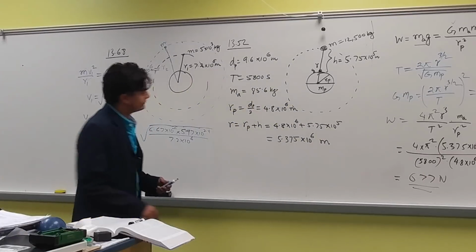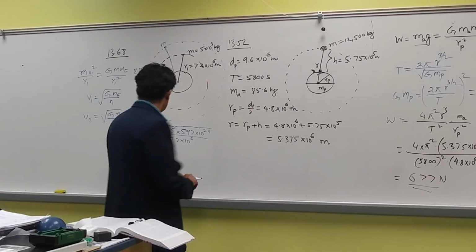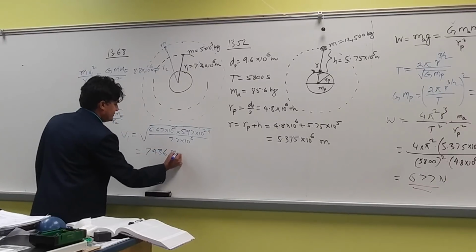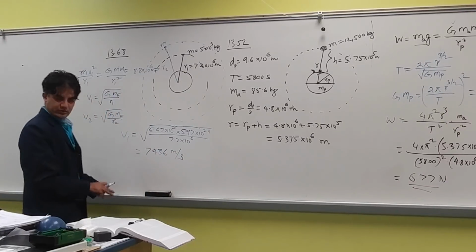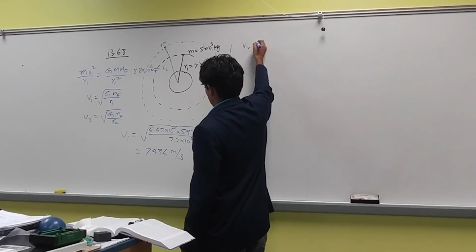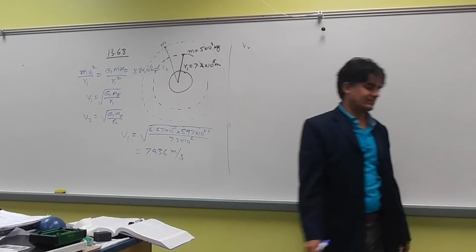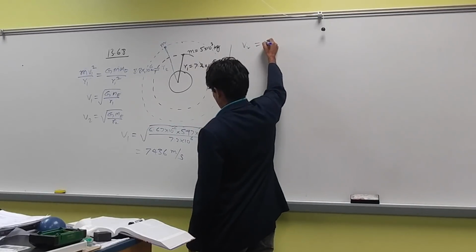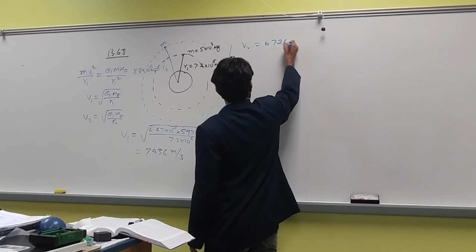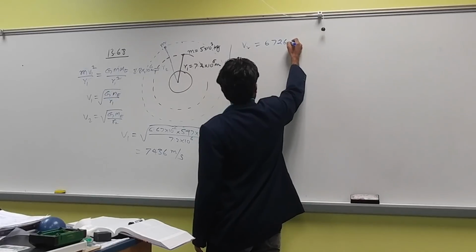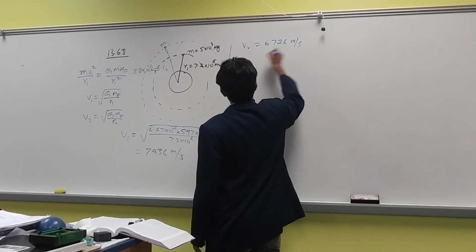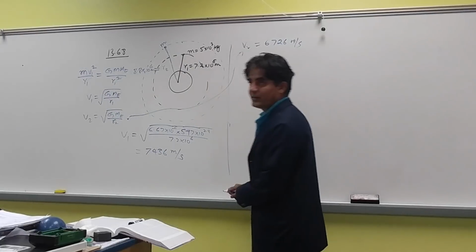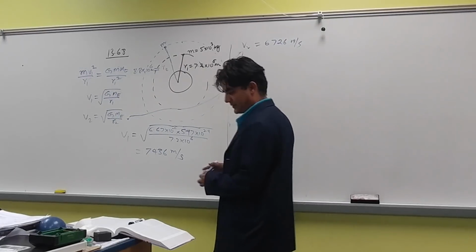V1 is 7436 meter per second. I trust you. What is your V2? 6726 meter per second, right? So this V2 goes from here to there. Now get K1.